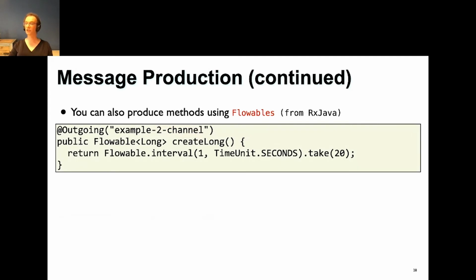world-shattering or something. But you can also produce methods using Flowables from RxJava. So in this case, we have a Flowable of interval where we take 20 messages. So after every second, we start with 1, 2, 3 until 20, and that's the end of this publisher, right?